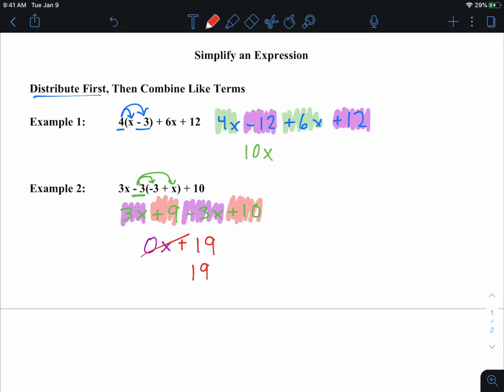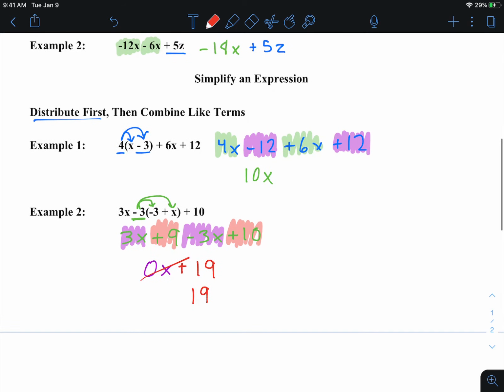Expressions don't always simplify all the way down to one term. That's kind of nice when they do. Certainly if you were solving an equation, that would make your life easier. So quick recap, simplify an expression, do your distribution, then look for like terms. So get rid of those parentheses first by distributing, then you can combine like terms.